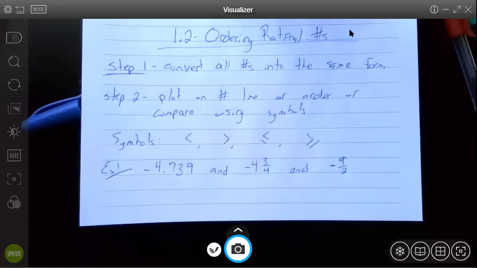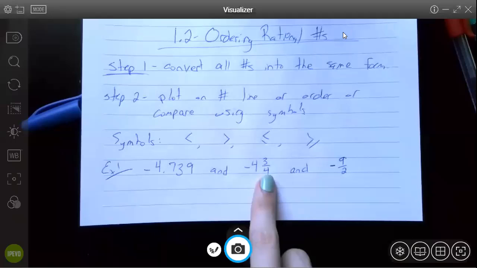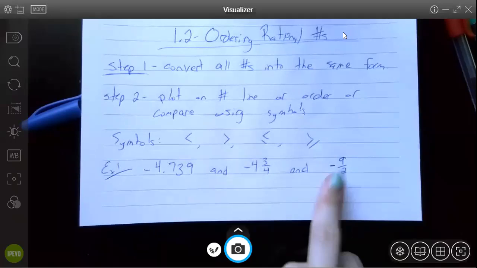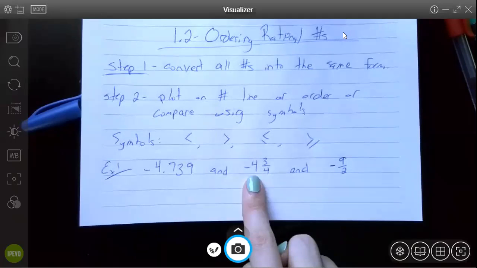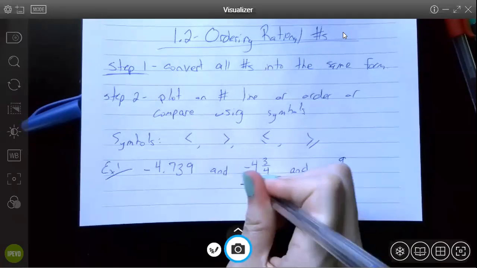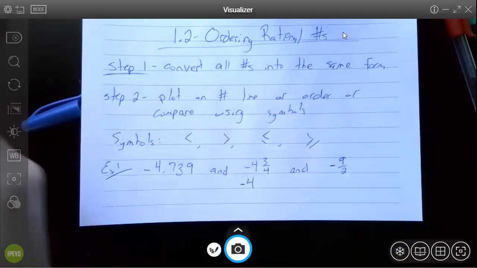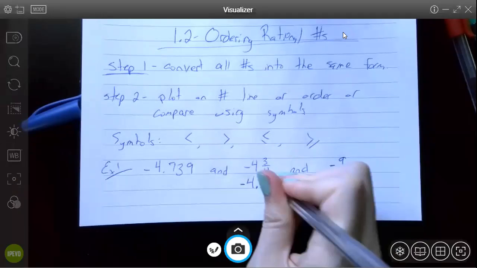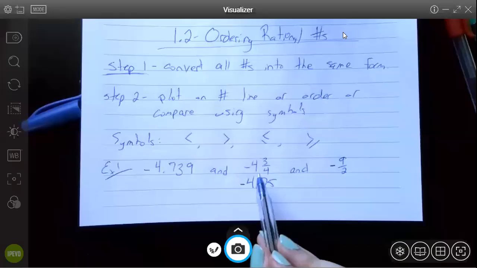Okay, so for the first example, I have given you a decimal, a mixed number, and a fraction, and I want you to order these. So the first thing that you should be doing is figuring out how to convert all of these into a decimal. In order to do that, the easiest way is to keep the -4, the whole number, and then in my calculator, I will do 3/4, or you might just know that that is 0.75. So -4 3/4 is just -4.75.